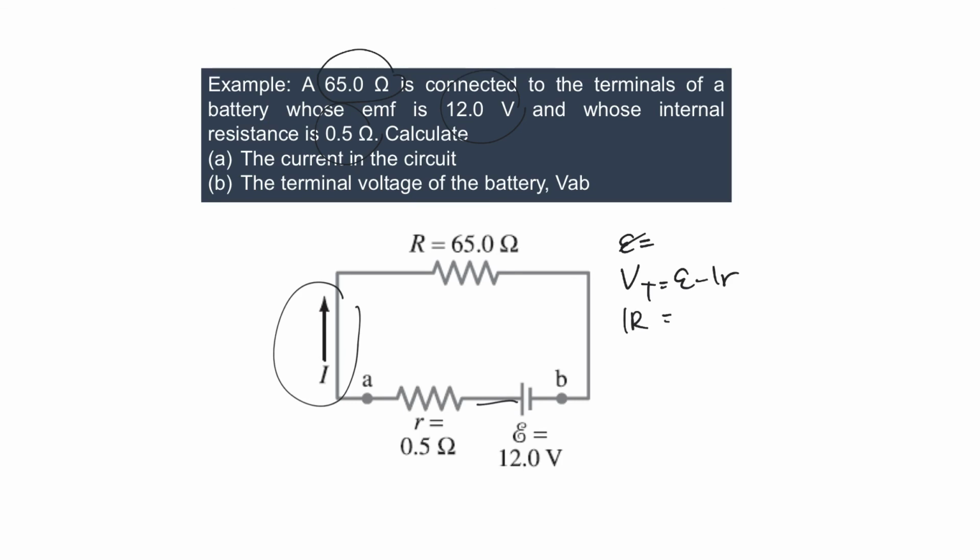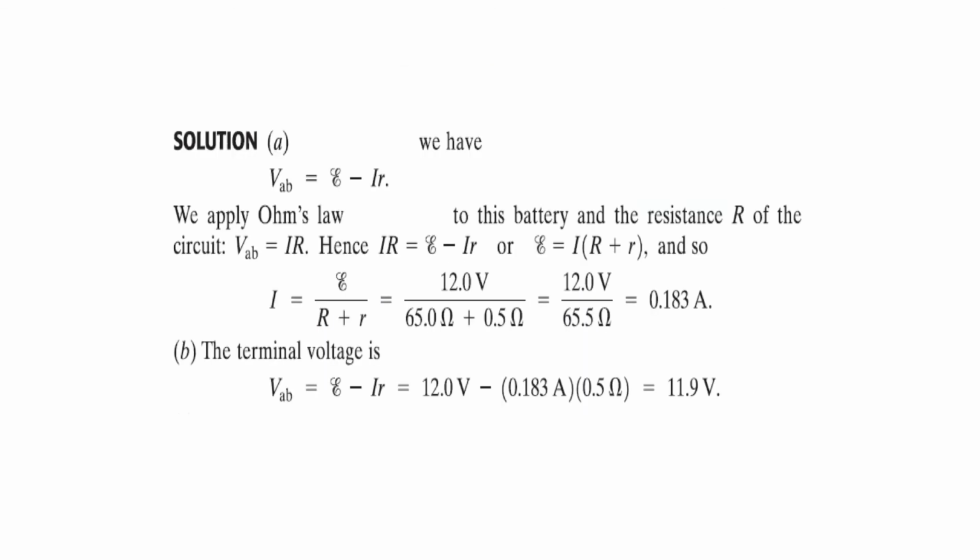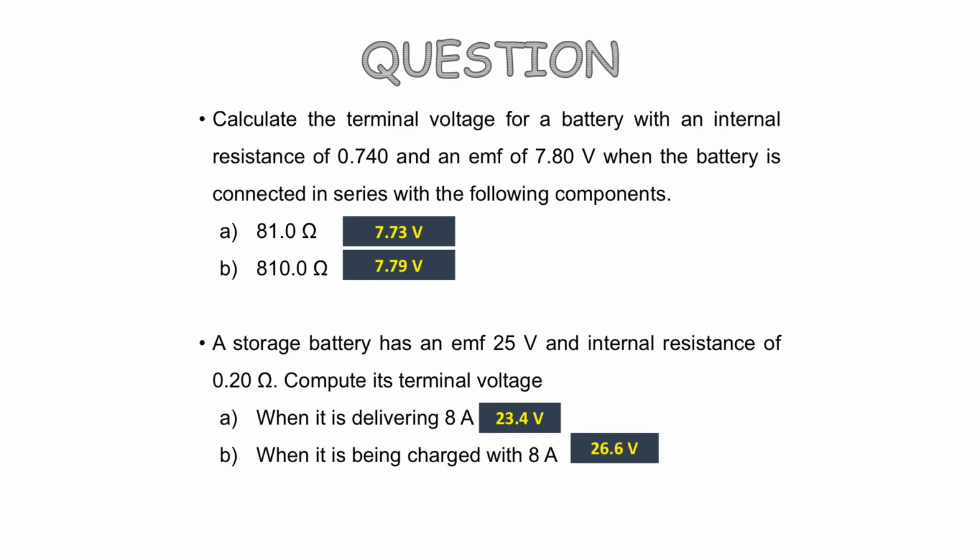So this one is going to be IR, minus Ir. The question asks you about the current in the circuit. So here I equals EMF over R plus r. Once you find the current, you are going to get the terminal voltage for question B. I already show you the working steps here. You can double check your answer, but please do it by yourself first before you refer to my answer. This is a very simple question. Please practice. This is going to be your answer.